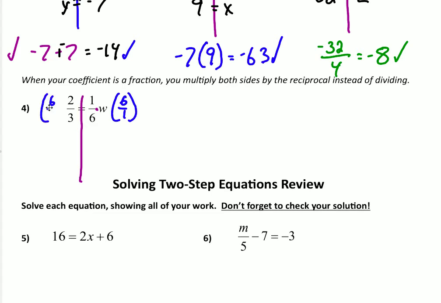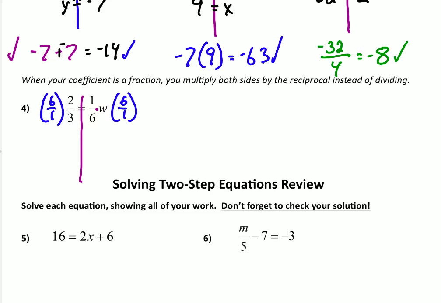But I've got to do the same thing on both sides. I've got to treat both sides equally. So I'm going to multiply both sides by 6 over 1. Notice the 2 over 3, that doesn't get flipped over. That fraction stays the same. I'm just multiplying it by the reciprocal of the other fraction.